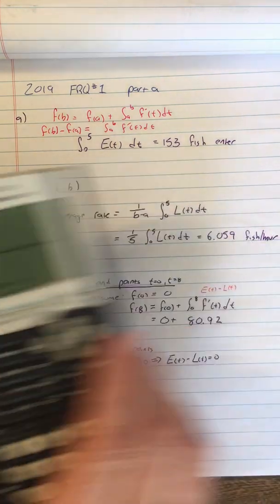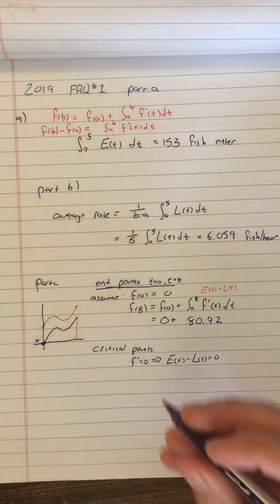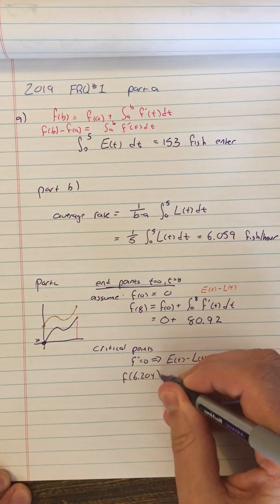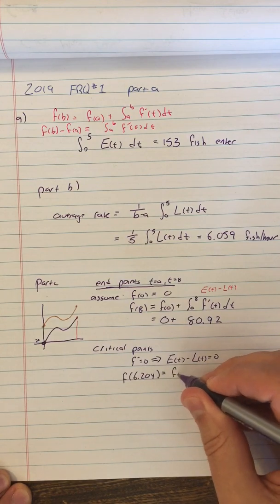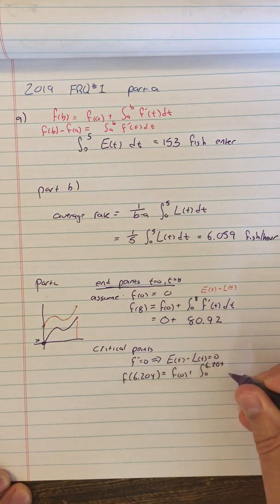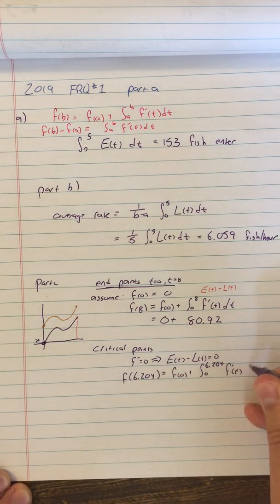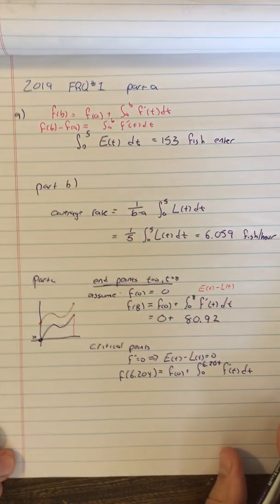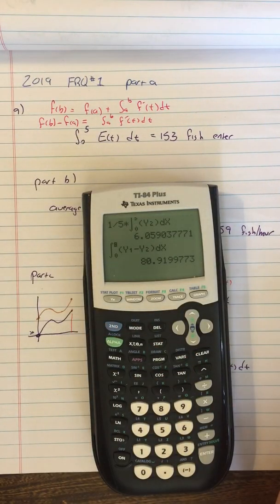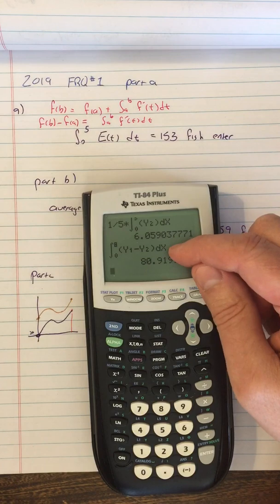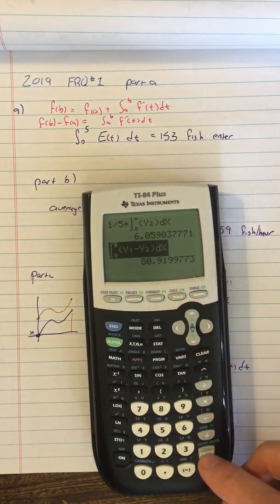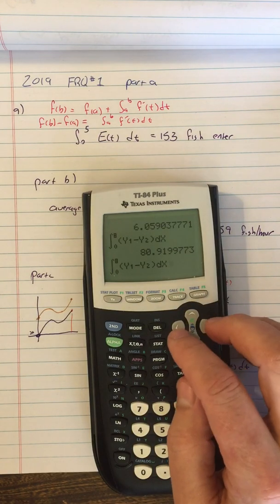All right, so I need to know what f of 6.204 is. That's going to be f of 0 plus the integral from 0 to 6.204 of f prime of t dt. Now I'm going to show you how we can get that quickly. When we go back to our screen, I already have an integral of that derivative. So let me just go up there and press enter, and that will copy it down to the next line.